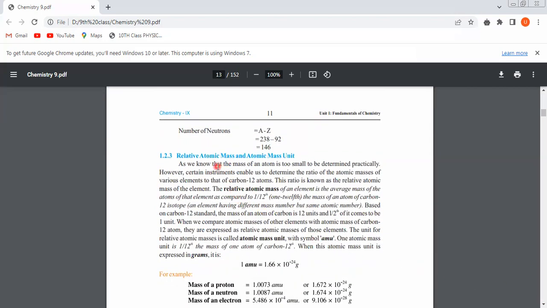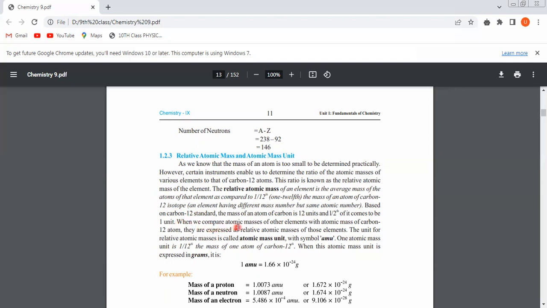Relative atomic mass and atomic mass unit. As we know, the mass of an atom is too small to be determined practically. However, certain instruments enable us to determine the ratio of the atomic masses of various elements to that of carbon-12 atoms. The ratio is known as the relative atomic mass of the element. The relative atomic mass of an element is the average mass of the atoms of that element as compared to 1/12 the mass of an atom of carbon-12 isotope, an element having different mass number but same atomic number.